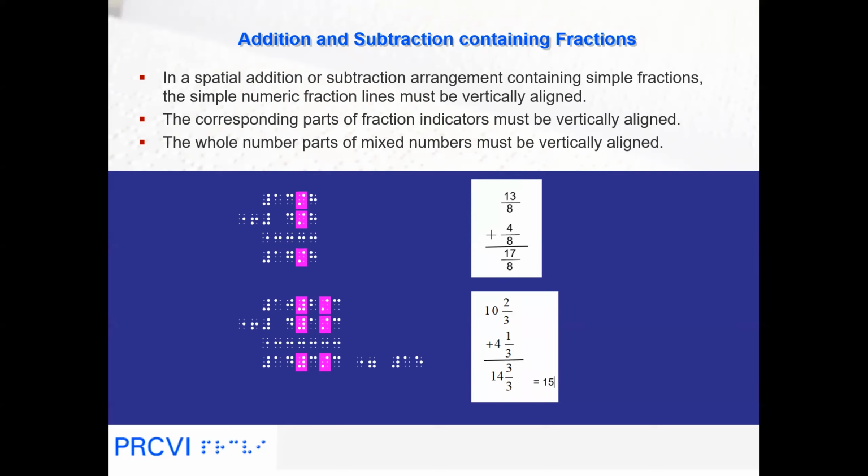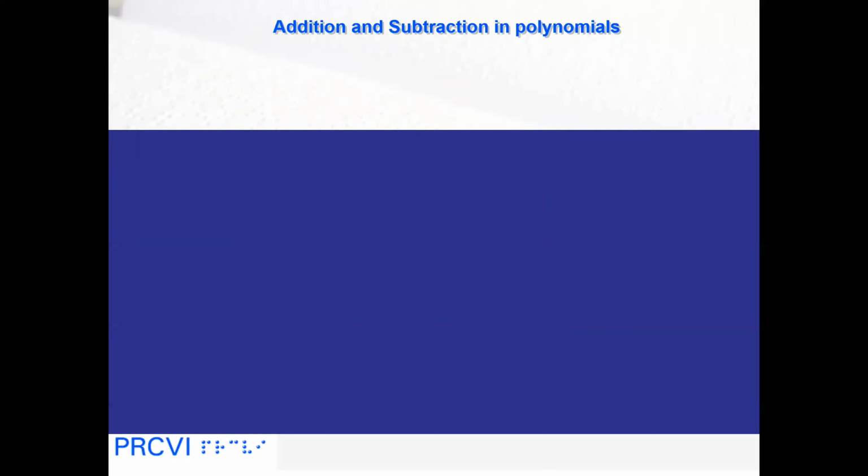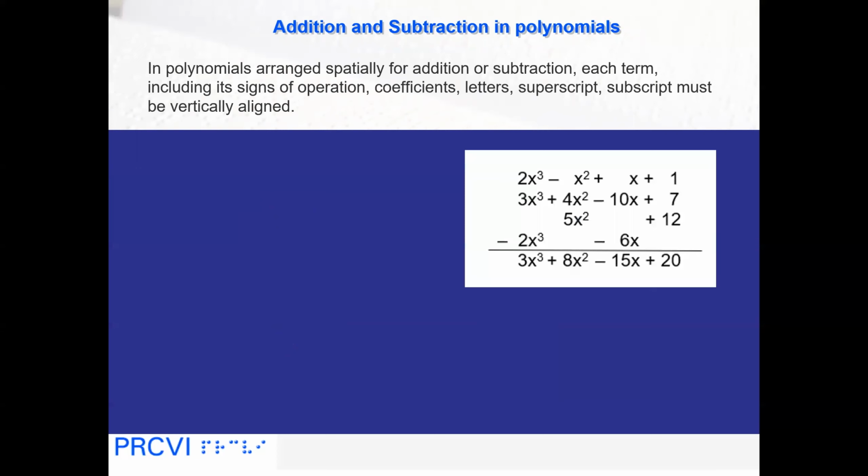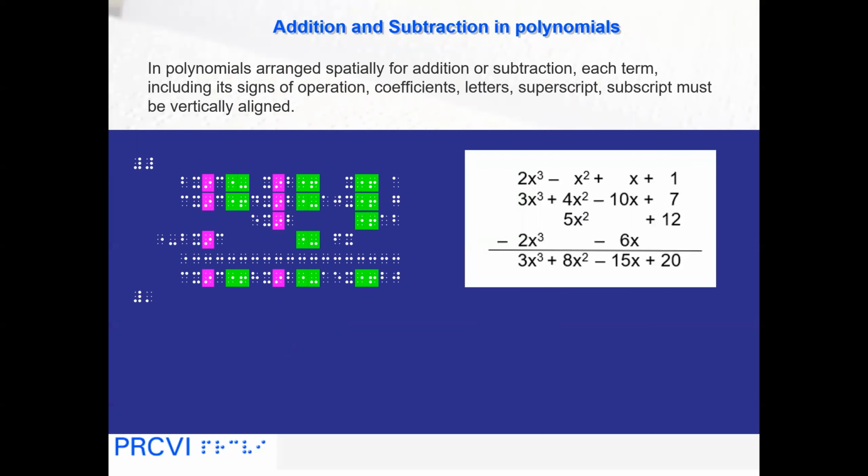Addition and subtraction in polynomials. In addition and subtraction of polynomials, each term, including its sign of operation, coefficients, letters, superscripts, subscripts, must be vertically aligned. In this example, variable x is aligned in all rows. Superscripts and signs of operations are also aligned.